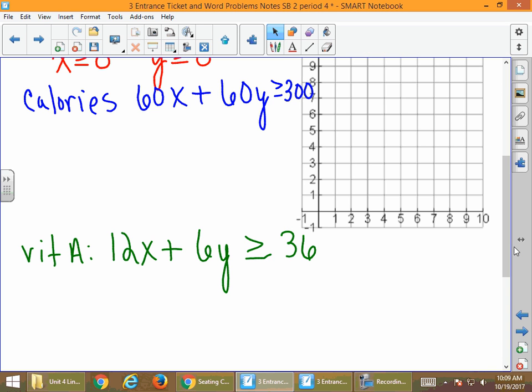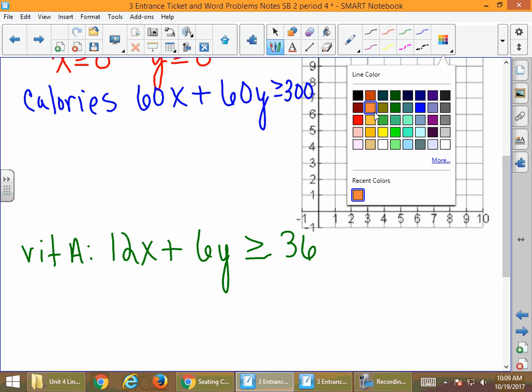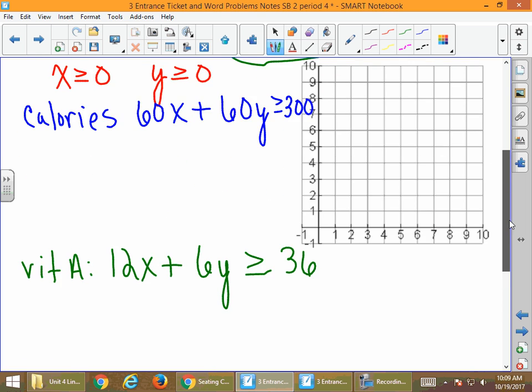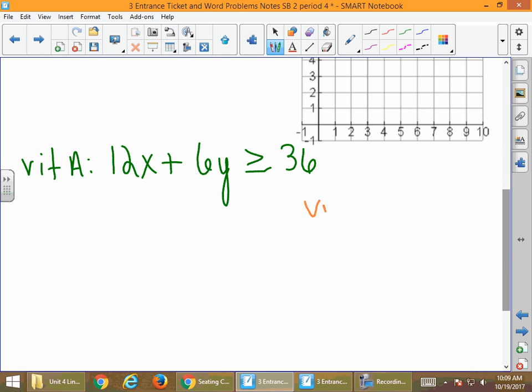And then I'm going to come off to the side here, because I'm going to have to put this in slope-intercept form. We've got one more inequality, which is going to be the vitamin C inequality.